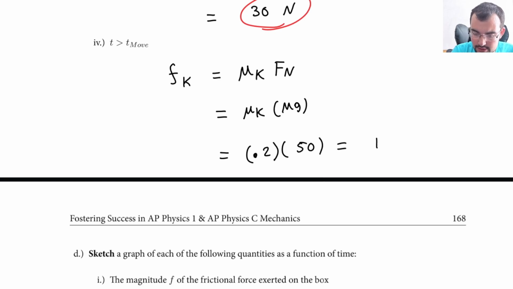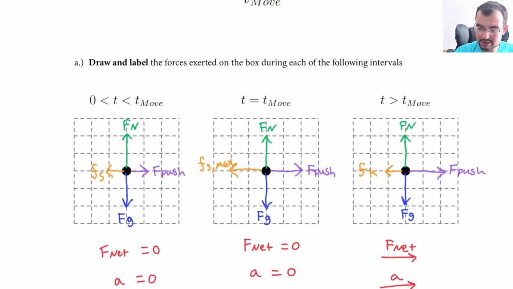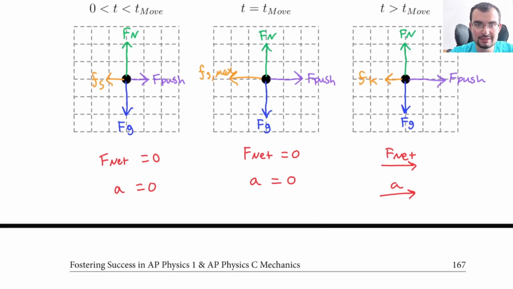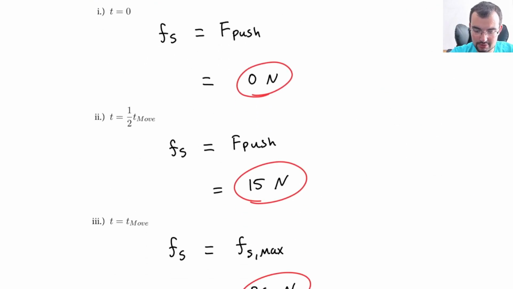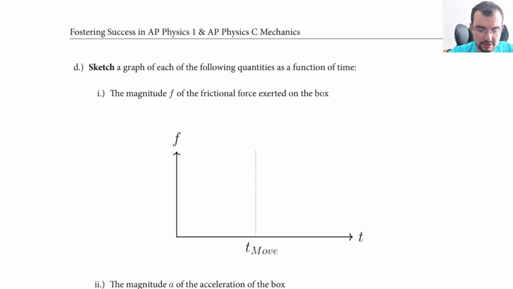So this would be 10 newtons. And notice that is less, as we expected from our free body diagram, right? Because we said after it moves, we should be pushing with that value of 30 newtons, but only experiencing 10 newtons of kinetic friction, so it is less. All right, let's sketch each of these.